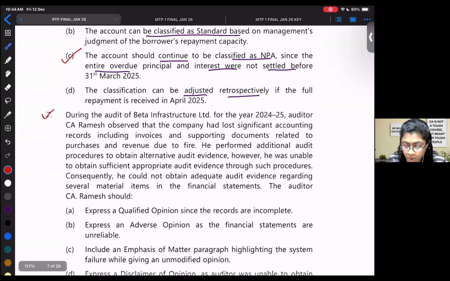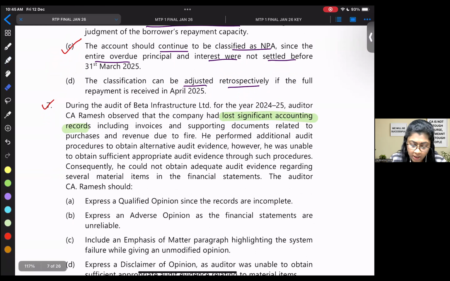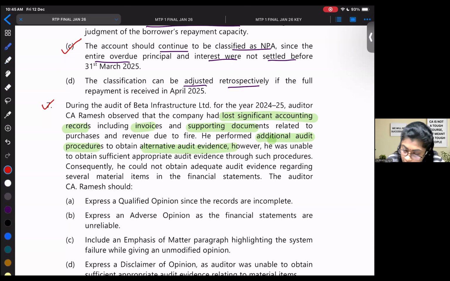During the audit of Beta Infrastructure for the year 24-25, auditor CA Ramesh observed that the company lost significant accounting records, including invoices, supporting documents, etc., due to fire. Some fire occurred and they lost everything. He performed additional audit procedures to obtain alternative evidence. But watch out, he was unable to obtain sufficient and appropriate evidence. Consequently, he could not obtain any audit evidence regarding several items.